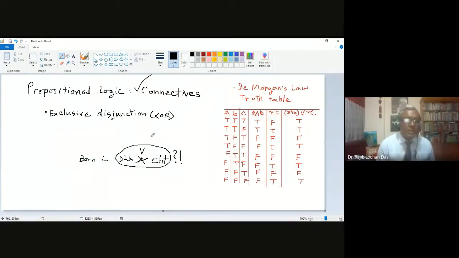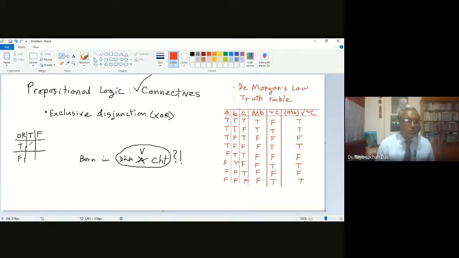The "or" truth table says: if you have both true, then what will happen? If you have one true, one false, then what will happen? You already know all this, right? I'm talking about this "or" truth table.